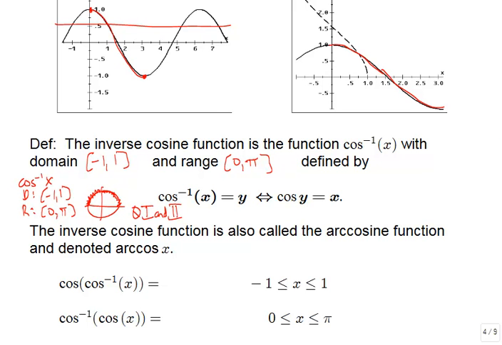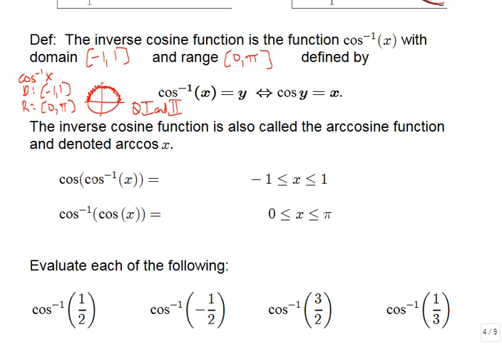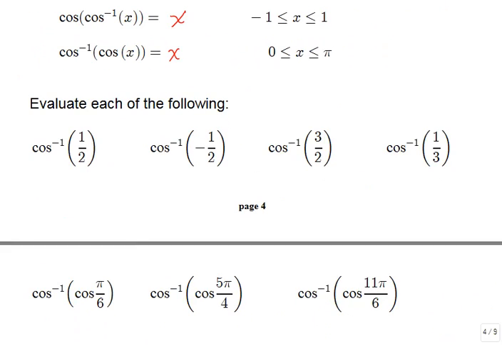And we do have those cancellation rules again. Cosine of inverse cosine of x will give you back x as long as the x is between -1 and 1. And the inverse cosine of cosine of x will give you back x as long as x is between 0 and pi. So let's try some examples here.